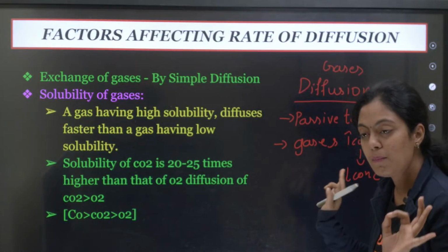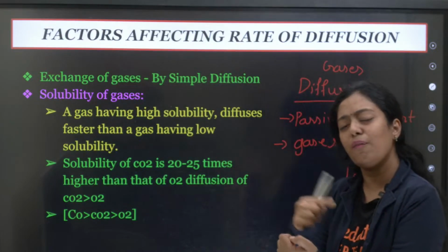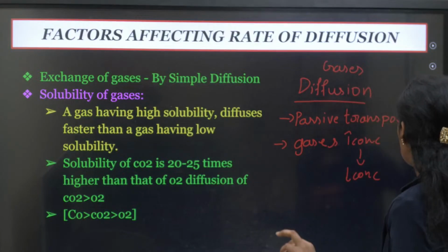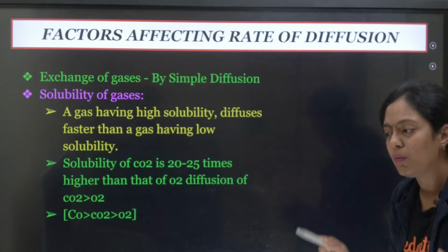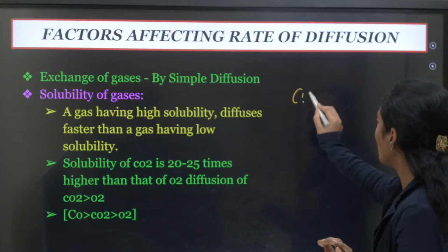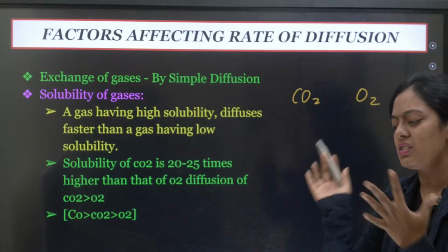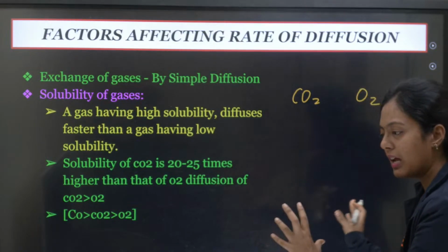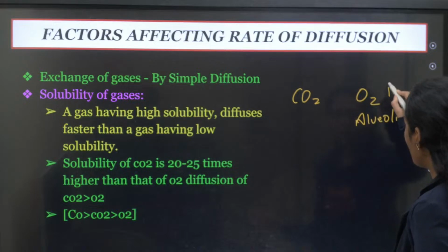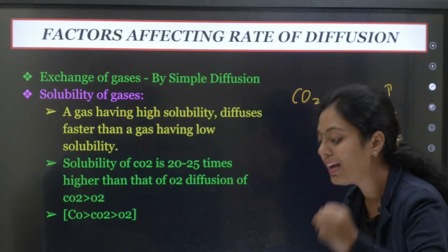Very important point. Now, what are the factors that affect the rate of diffusion? What does it depend on? Can you tell me what are the two gases involved here? You have carbon dioxide and oxygen. So these are the two gases which are exchanged. Where is the oxygen? This oxygen will be in my alveoli. The oxygen concentration in my alveoli is very high.